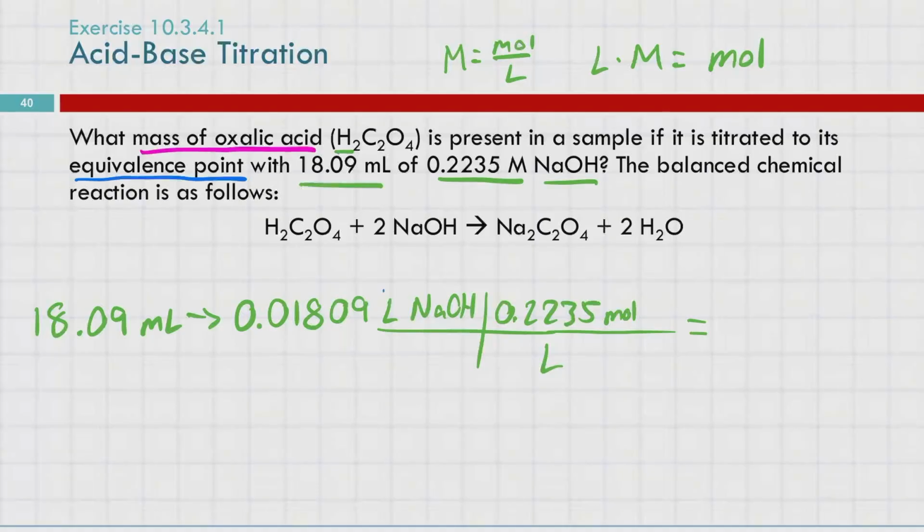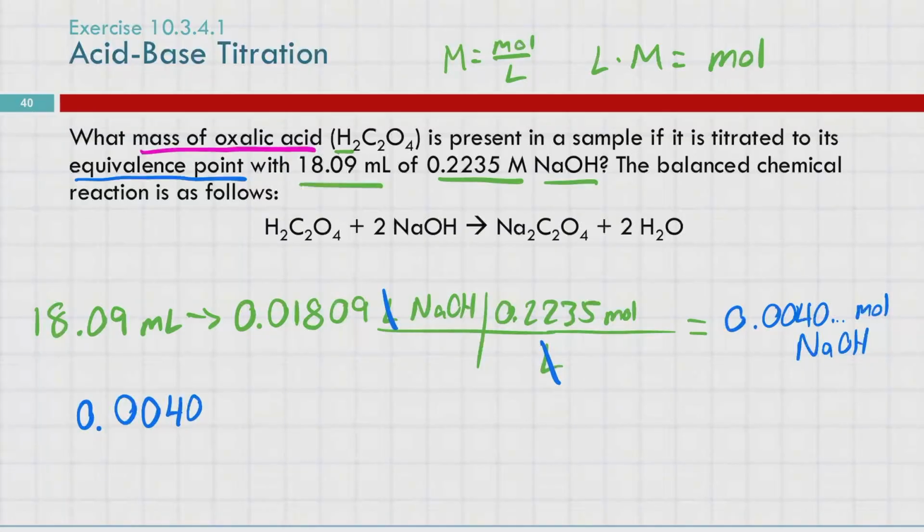This will give us moles of sodium hydroxide. From that number of moles of sodium hydroxide, we can then use our ratio from our balanced equation. Our ratio is 2 to 1. We need to use 2 sodium hydroxides to fully react with each oxalic acid.